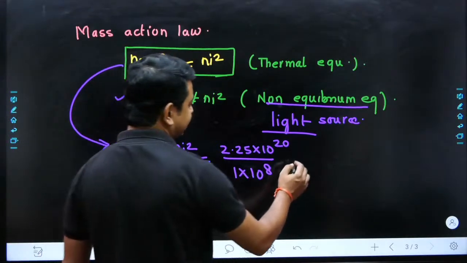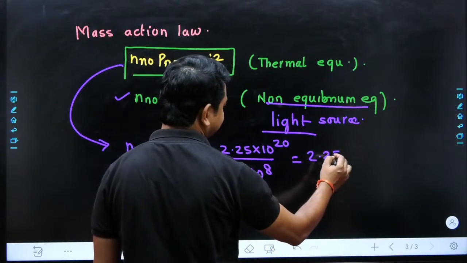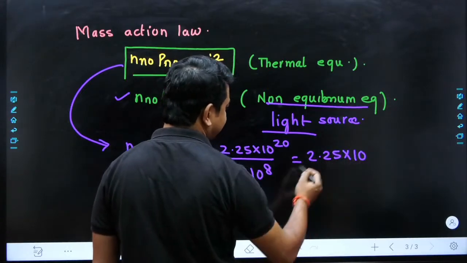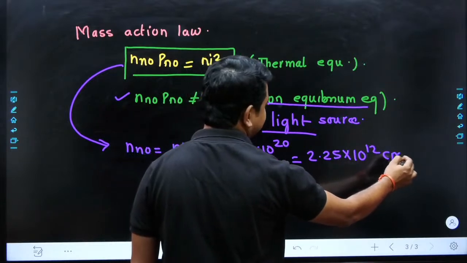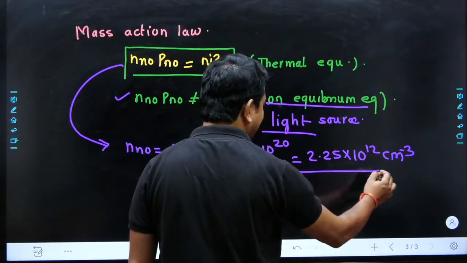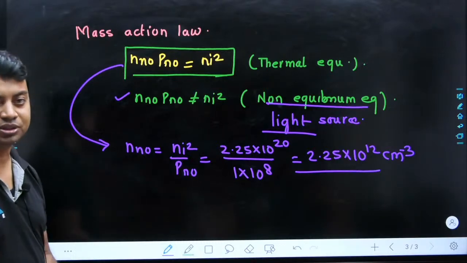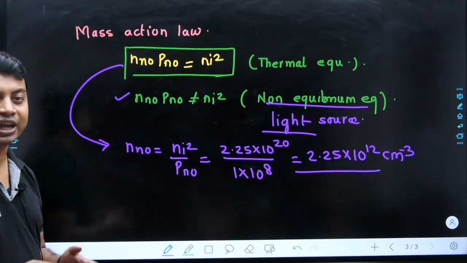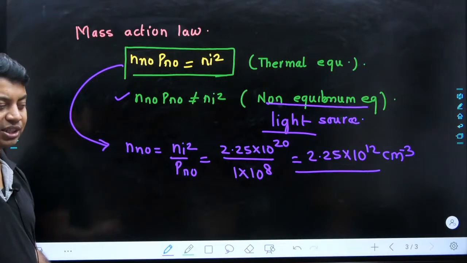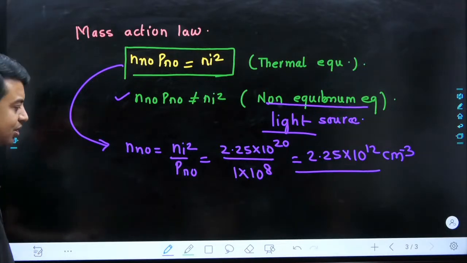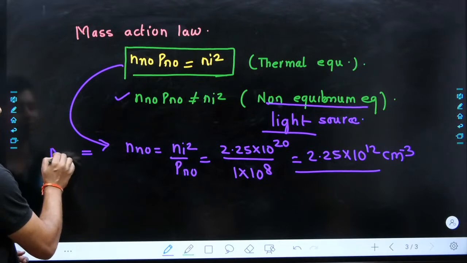That is given by 2.25 into 10 to the power of 12 per centimeter cube. This is the concentration of donor atoms within the semiconductor at thermal equilibrium. Why is it called the concentration of donor atoms? Because this is also given by Nd.